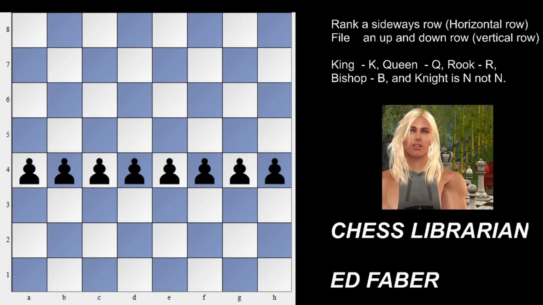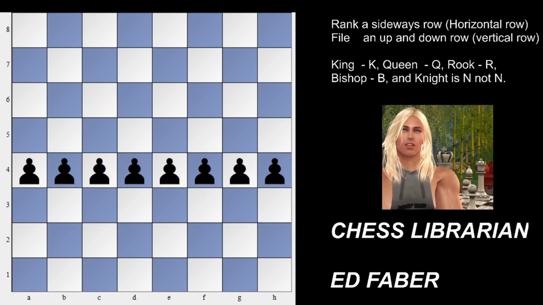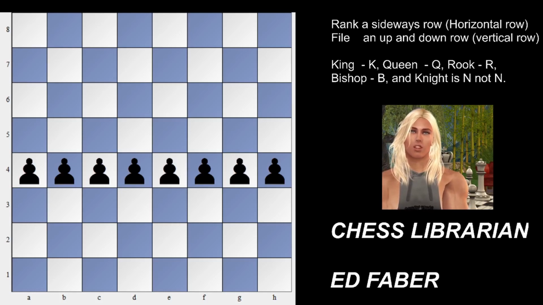Lesson 5, Notation and Stalemate. In Lesson 1, we learned how to name the squares. We have been using the square names often, and now we will learn how to write down each chess move. Writing down chess moves is known as notation. Make sure that you notate both your move and your opponent's move when you are playing a game.